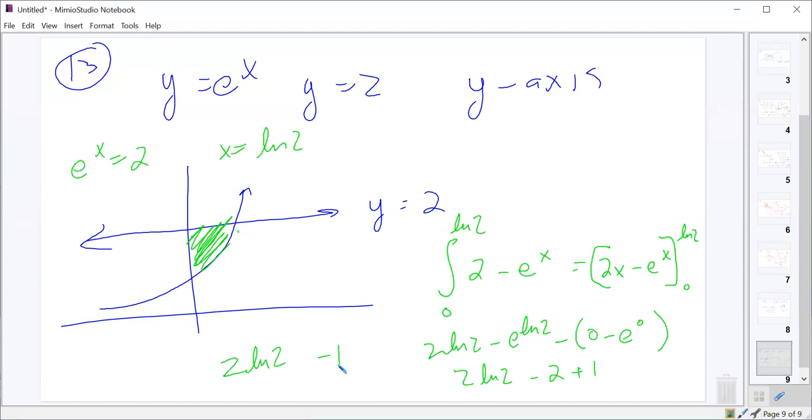Everyone good with that? Any questions on that one? Could you do it in terms of y too, or do we have to do it in terms of x? No, you could do that in terms of y. If you were to do that in terms of y, you'd have to figure out what this point is. e to the x crosses the y-axis at y equals 1. When x is 0, y is 1.